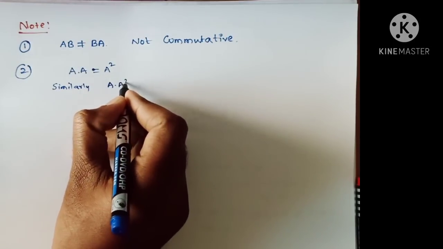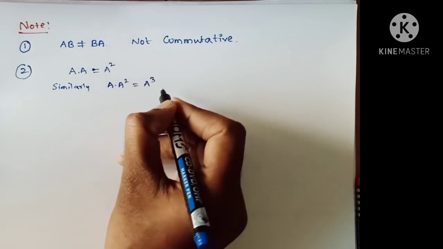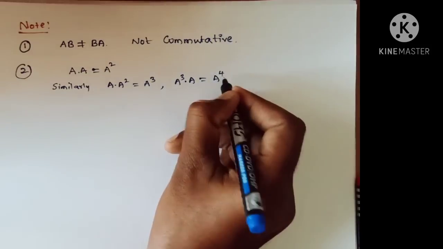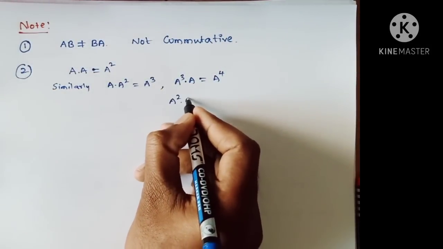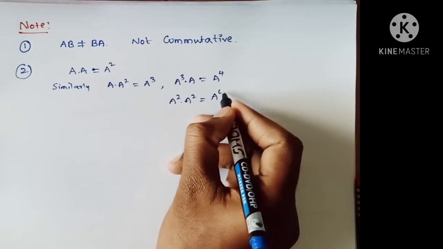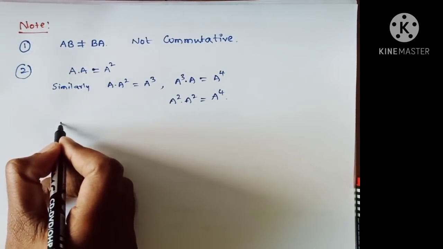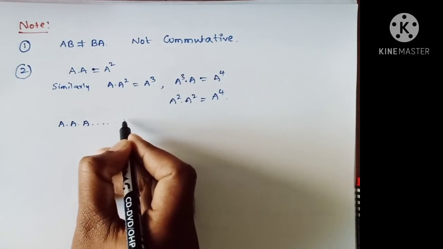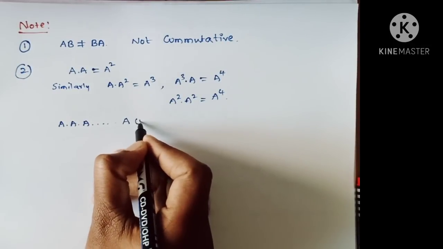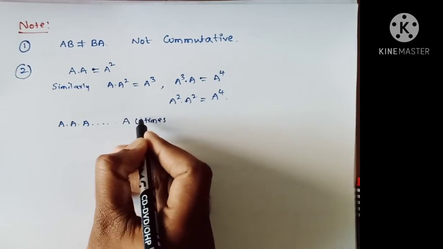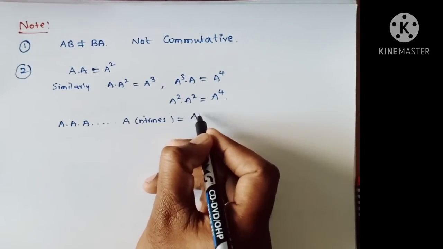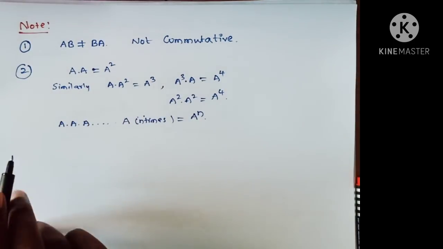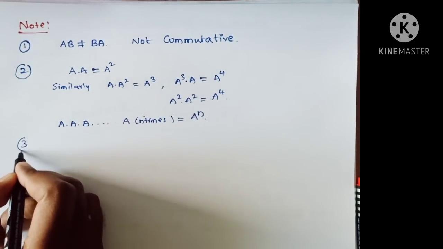Similarly, A into A square, we can write directly as A cube. And A cube into A is A to the power of 4 also. Or A square into A square is A power 4. In the similar way, if there are n matrices like A into A into A and so on, A n times, then this product can be written as A to the power of n. Means A into A can be written as A square.